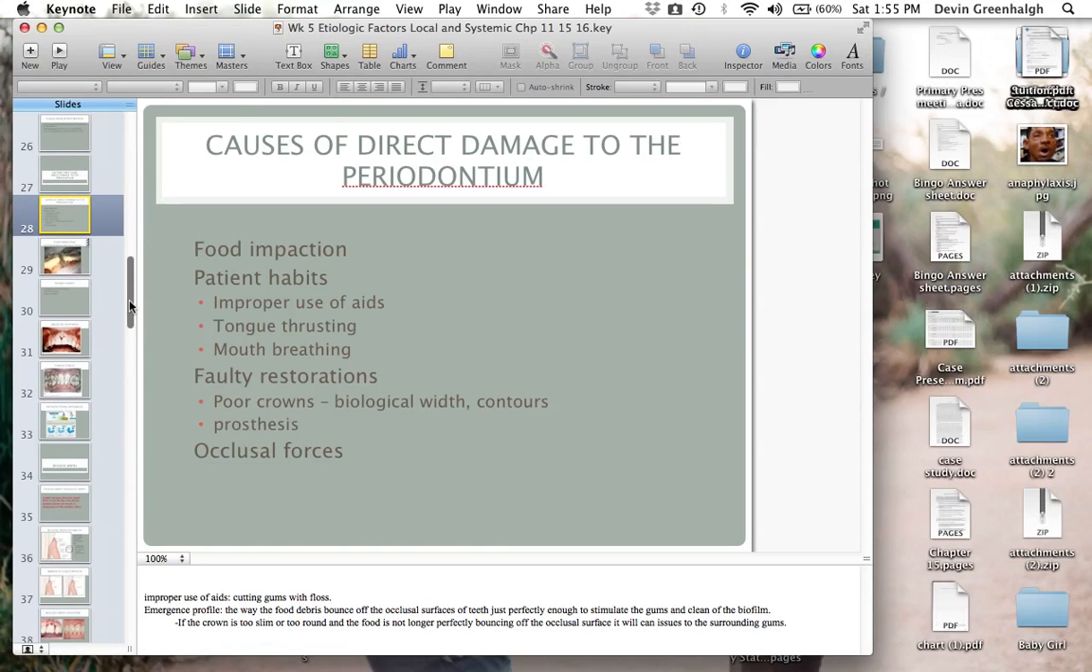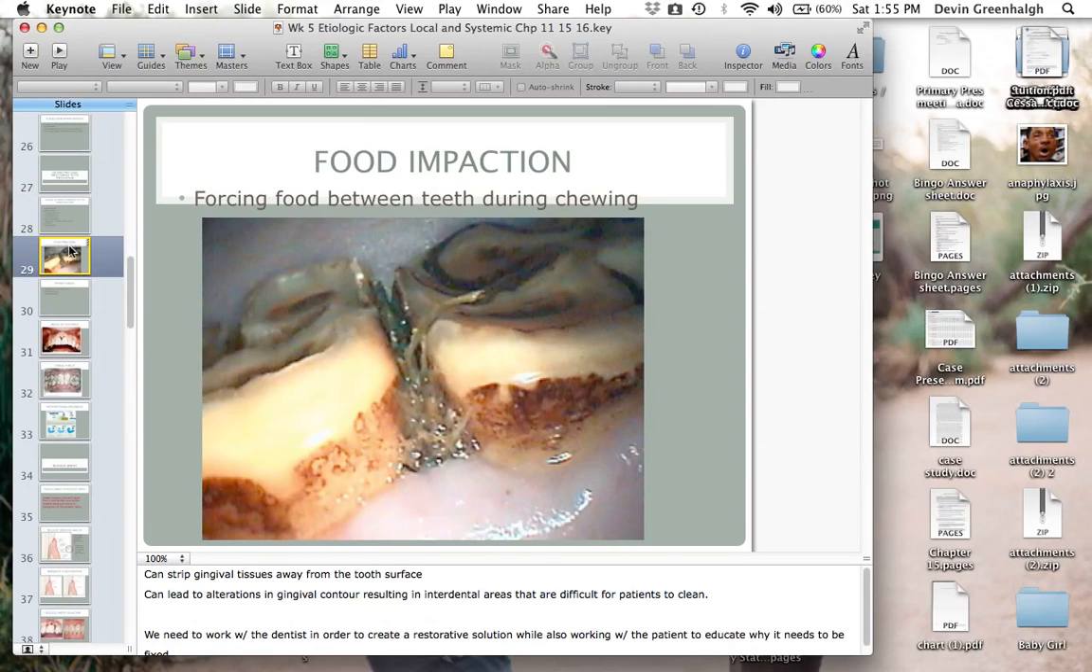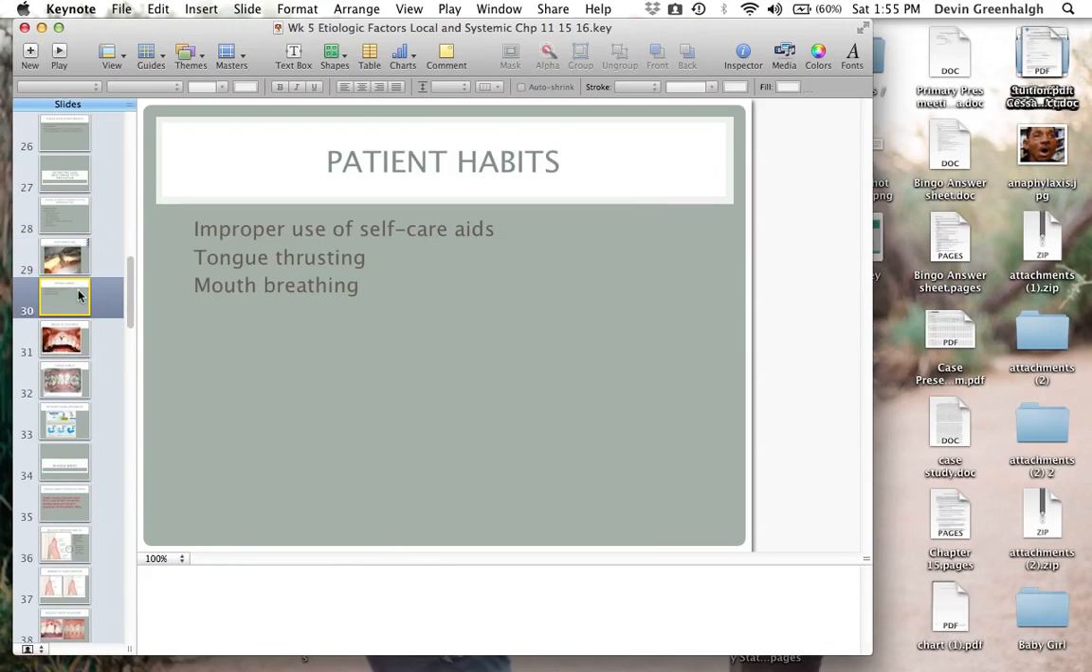We talked about in class the emergence profile, which is the way food debris bounces off the occlusal surface perfectly, just enough to stimulate the gums and clean the biofilm, but not enough to retain biofilm. Well, if the crown margins are too big or too little, the emergence profile is affected and food can no longer bounce off perfectly and instead will cause issues to the surrounding tissues. Here's an example of food impaction between teeth. Food impaction can strip gingival tissues away and can lead to gingival contour alterations, which are difficult to clean.